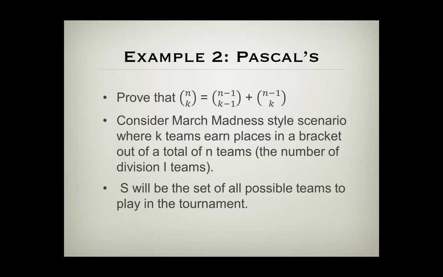The n teams in the March Madness context is thought of as the number of Division I teams, whereas the bracket is the NCAA tournament at the end of the year where there will typically be 64 teams. S will be the set of all possible teams to play in the tournament, that is, choosing a set of S from the possible number of Division I teams, the top 64 teams will play in the tournament.